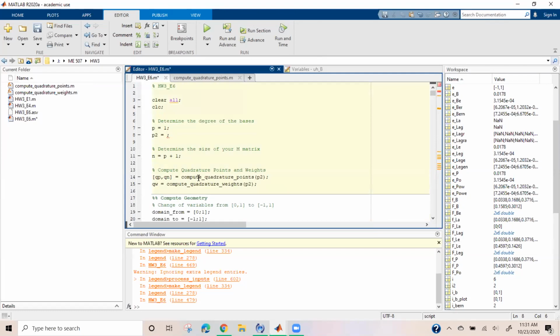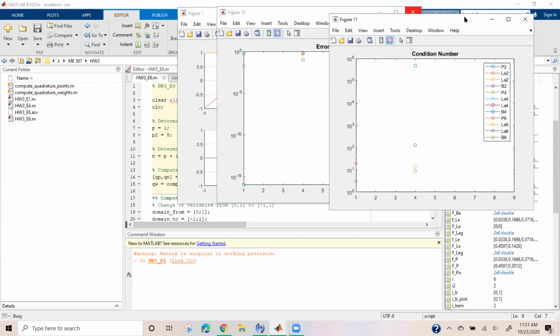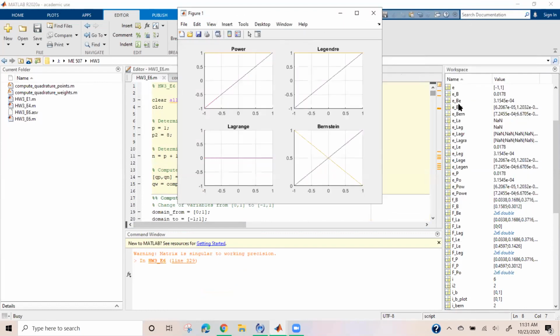So let's run degree 1 first. Put that at like 8, run it. Let's look at the error. So now, looks like it stayed the same. Okay, that's fine. Now let's do degree 2.